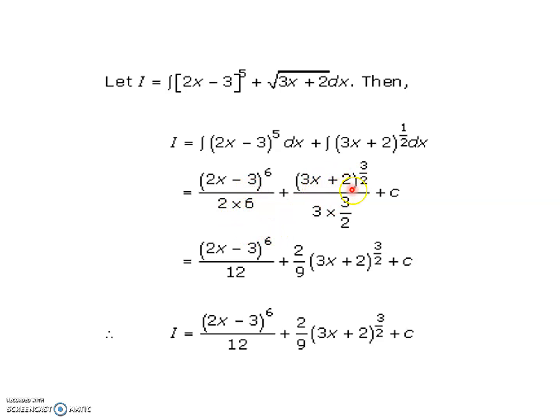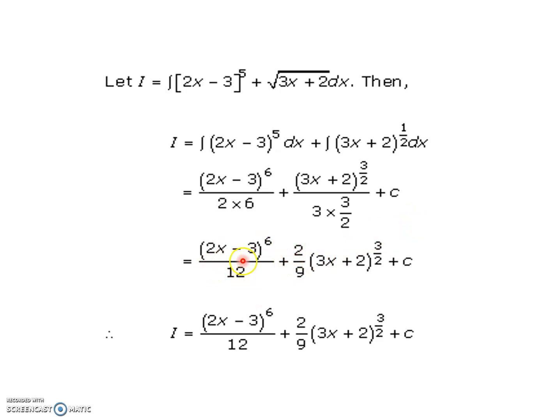Here (3x plus 2) raised to 3 by 2 upon 3 by 2. How? We have to convert the square root of anything to x raised to 1 upon 2. That's why we take the term (3x plus 2) raised to 1 by 2 plus 1. Two ones are 2, 2 plus 1 is 3 by 2, upon 3 by 2. The derivative of the bracket in the denominator, 3x plus 2: 3 remains the same, x's derivative is 1, the constant's derivative is 0, plus c.